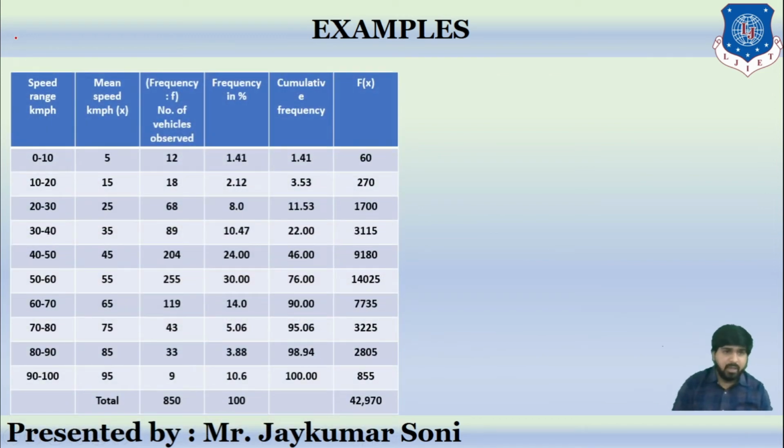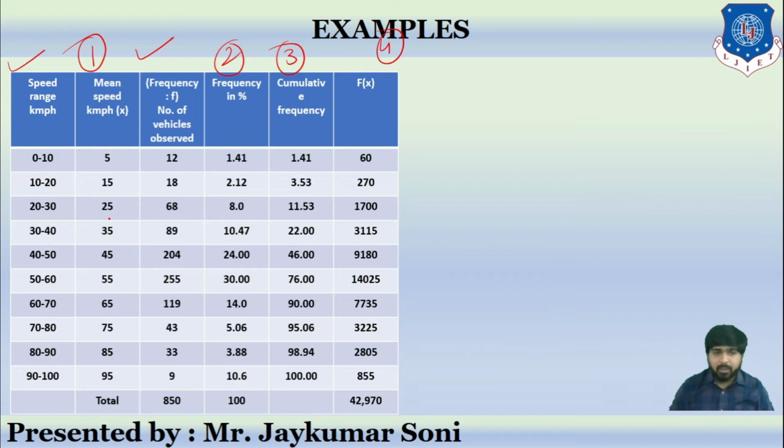We have been given the values of speed. We can get the value of the mean by dividing by 2: 0 plus 10 by 2 gives us 5, 10 plus 20 by 2 gives 15, 20 plus 30 by 2 gives 25, and this is how it can be achieved. Then frequency has also already been given. Both of these things are given. We have to calculate first this, then this, then this. Fine? And then this.